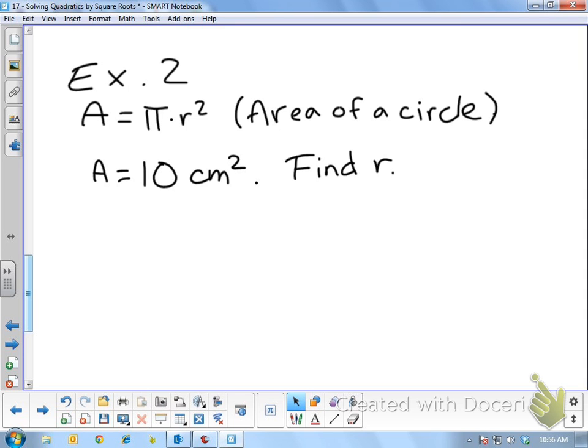So if we know the area is 10, which letter would I replace with 10? A. Okay. We're used to replacing R almost every time, because normally they give us the radius. But this time they gave me the area. So now we're trying to solve for R. And yeah, we have pi, which makes it a little bit weird, but we still get rid of pi just the same way we got rid of 2 in our first example. If that's pi times r squared, how would I get rid of pi? Divide.